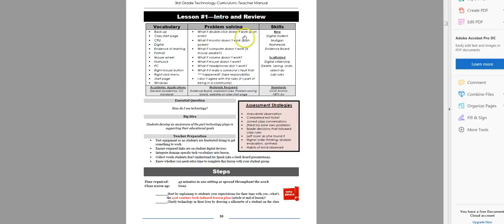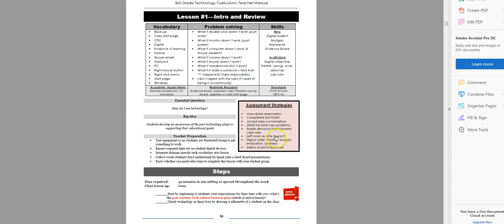So you can see the breakdown: new skills, digital student, mulligan, homework. Homework starts in 3rd grade. Evidence board, they didn't have that in the past. And then scaffolded, these you can expect students to know. You shouldn't have to teach digital citizenship from the beginning, deleting, saving, undoing, select do, or lab rules. Students should have those. Here's your assessment strategies, how you'll assess. The habits of mind and higher order thinking, and left the room as they found it.